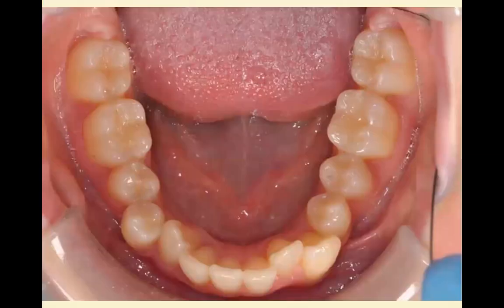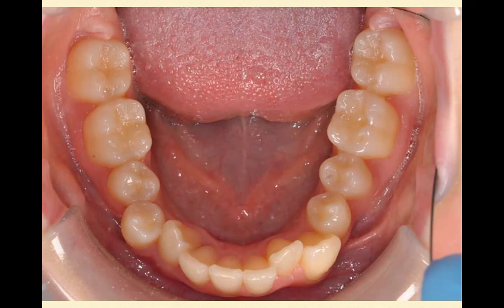Retention. As I mentioned before, you're going to have a complete lecture about retention and relapse next year. But for this lecture, if we decided to treat some crowding like this, we need to retain this crowding with a bonded retainer. And if we decided to procline the lower incisors more than 2 millimeters, we also have to retain the patient.